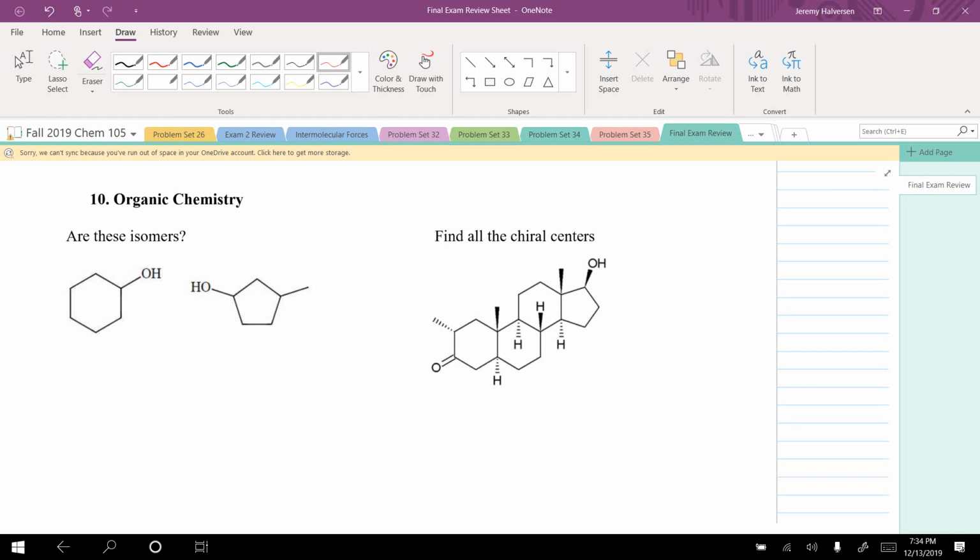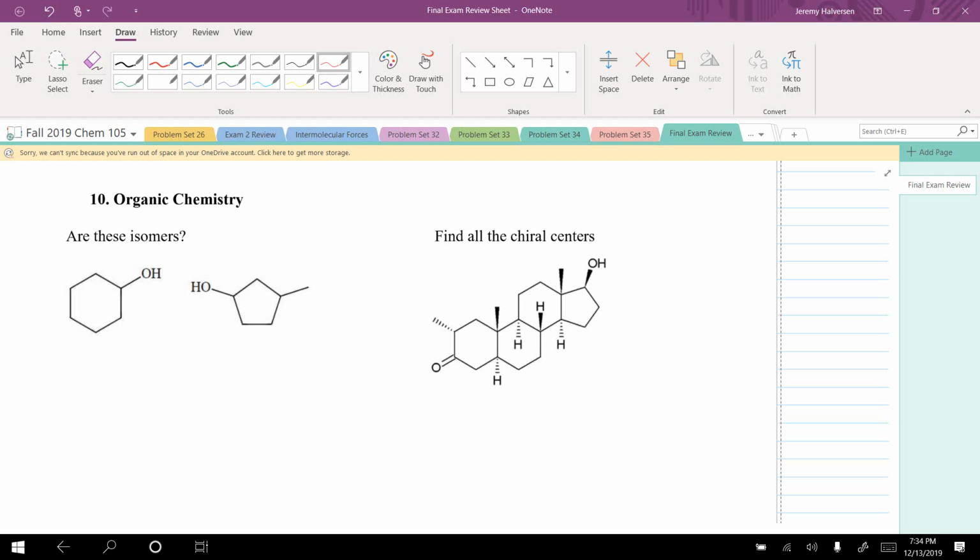Okay, how do we figure this out? Well, it would help to know what an isomer is. So what's an isomer? Perfect. Same formula, different molecule. Okay? Same formula, different molecule.